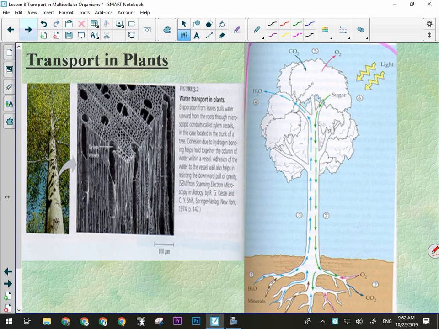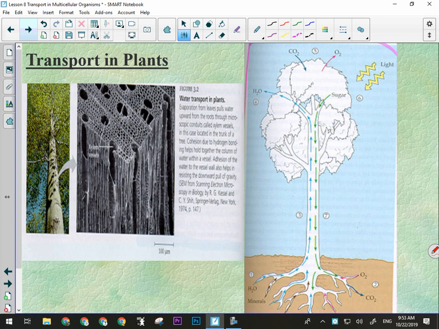Transport in plants. So these are the two types of tubes. The two types of tubes in the plant are the xylem and the phloem. The tubes are microscopic. They have to be. They're not big, giant, like a straw. They're microscopic tubes. They have to be microscopic because they rely on the polar nature of water and osmosis to do all the movements.